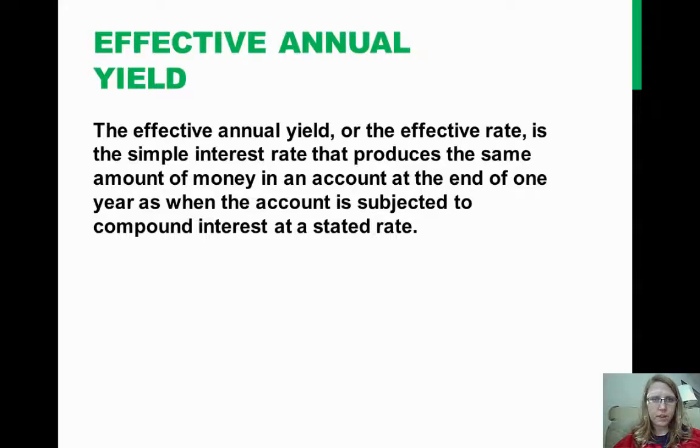Now let's talk about what effective annual yield is. The effective annual yield, or the effective rate, is a simple interest rate that produces the same amount of money in an account at the end of 1 year as when the account is subjected to compound interest at a stated rate. In other words, I'm trying to compare two different interest rates compounded at different times a year to see what the overall interest is. It's like getting a common denominator in a fraction, or comparing apples to apples instead of apples to oranges.